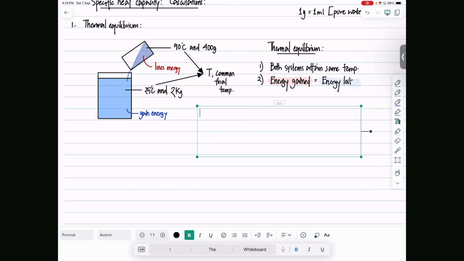Technically, aren't both of them losing energy to the atmosphere? Yes, this is a closed system. So generally speaking, you'll find that the final temperature is not actually the one you calculated. It's a little different. Often they'll ask you why, and that's when you say that it probably lost energy to the surroundings.